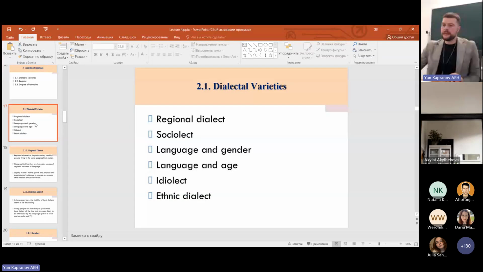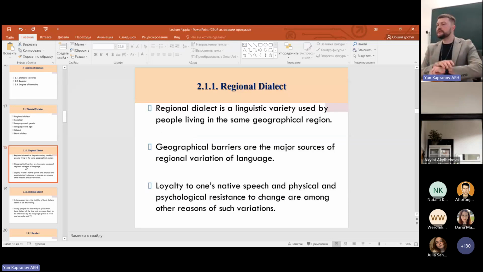What does regional dialect mean? Regional dialect is a linguistic variety used by people living in the same geographical region. As I already said, if you speak about Great Britain, people living in the north have their geographical region, and of course they have the regional dialect. It can be considered a regional dialect because it has, as already mentioned, phonological, lexical, morphological, and syntactical characteristics, and they can be identified with the help of different methods.